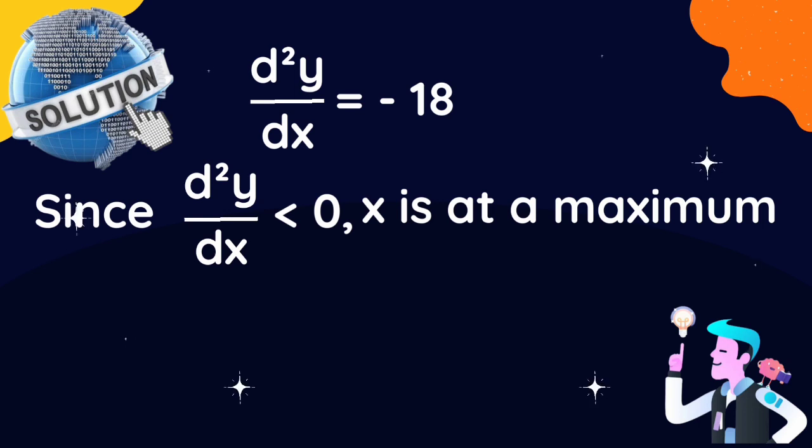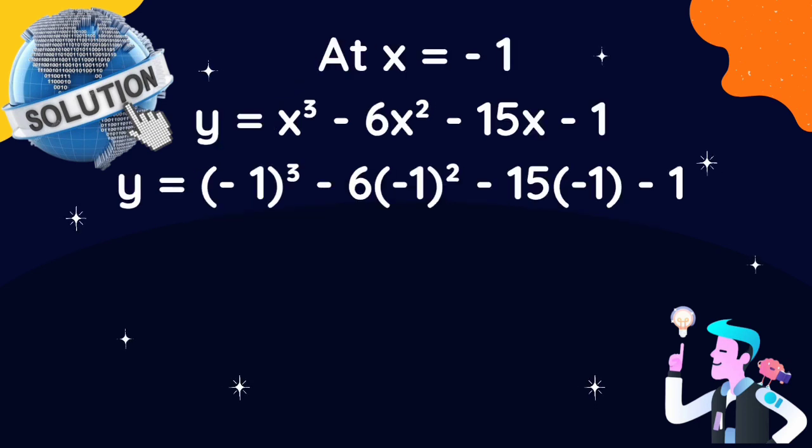So having confirmed that x is at a maximum, you subsequently substitute the value of x back into the original function to determine the corresponding value of y. And so when you substitute x equal to minus 1 back into the original function, you have minus 1 raised to the power 3 minus 6 bracket minus 1 raised to power 2 minus 15 bracket minus 1 and minus 1.